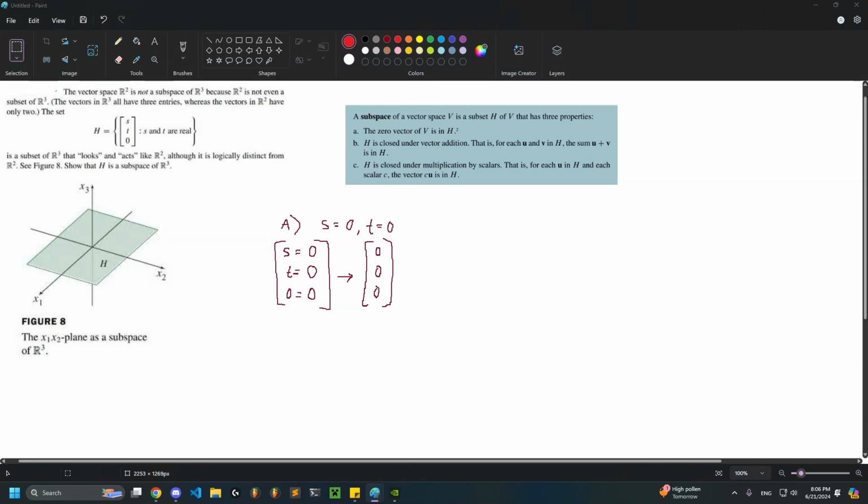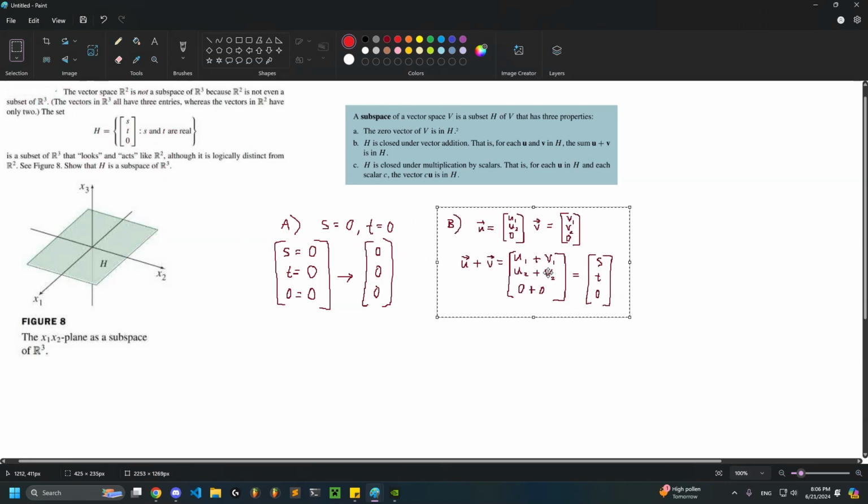Now for part B, we will have two vectors, U and V, which are both part of H. If we add these two together, we're trying to prove that it's closed under vector addition, because we're adding two vectors of the space H together. Now notice we'll have U1 plus V1, which is the first part of U and the first part of V added together, U2 plus V2, and then 0 plus 0.